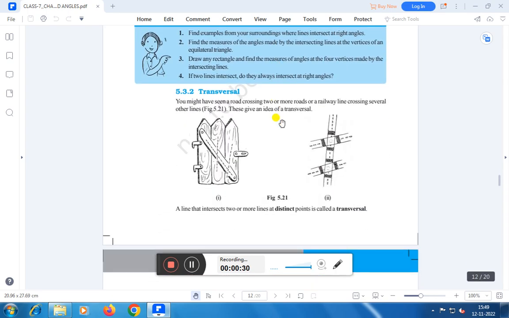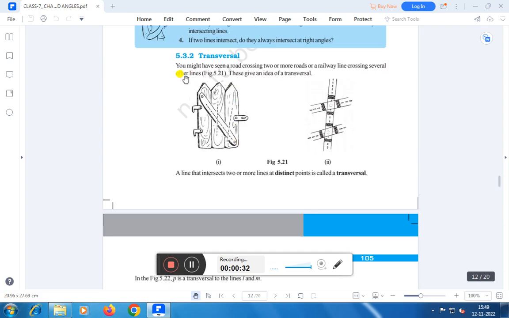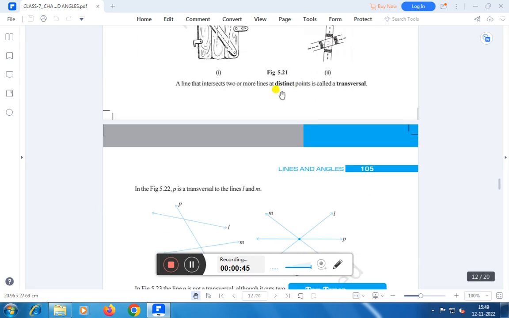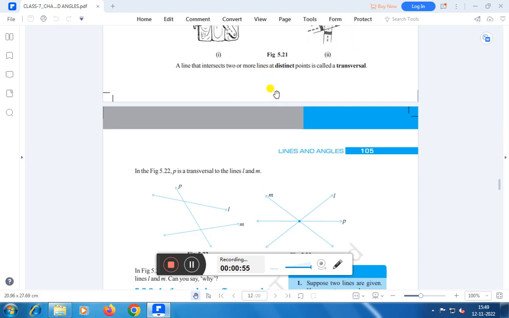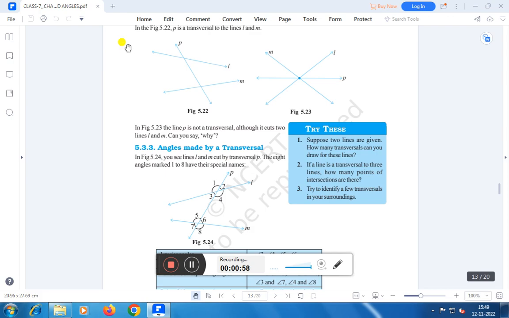Now let's see the transversal. What is a transversal? You might have seen a road crossing two or more roads, or a railway line crossing several other lines. This gives an idea of a transversal, right? A line that intersects two or more lines at distinct points is called a transversal. Here you see these two lines L and M, and P is the transversal.